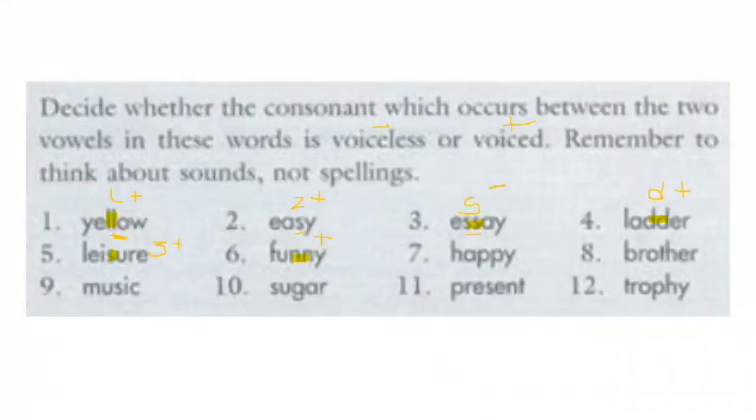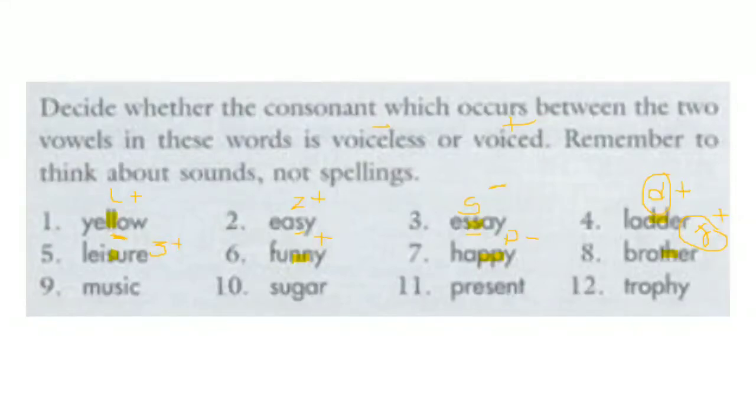Let's go with happy. This main sound is the p sound, and we said that p is a voiceless sound. Let's go with brother. Remember that brother has this sound, and d and the are not the same. You don't say brodder, and you don't say lather. You say ladder, and you say brother. So with the, there is vibration, so this is a voiced sound.